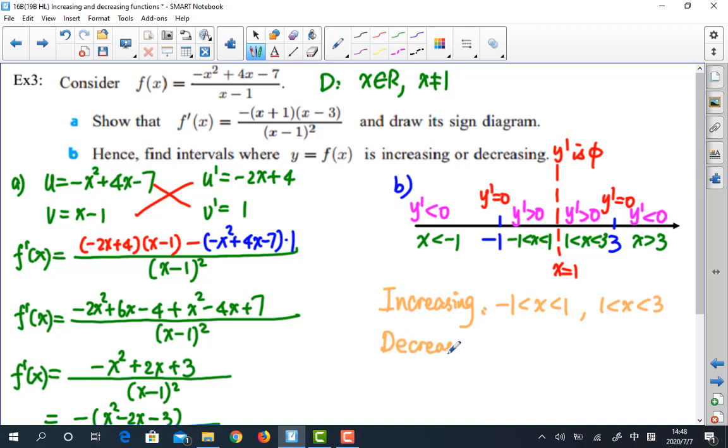Decreasing intervals. There are 2. So one is x is less than negative 1. The other one is x is greater than 3. You can include the equal sign for each interval.